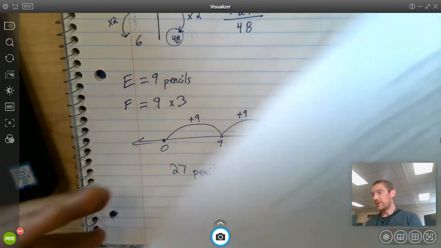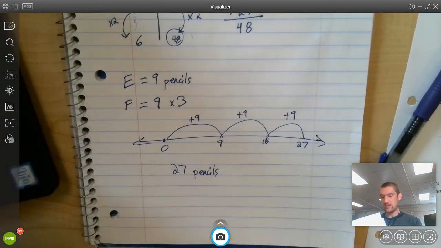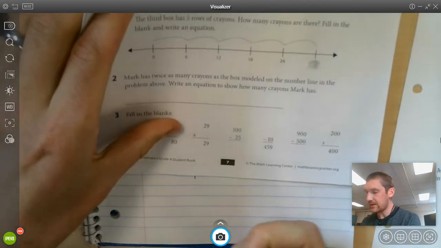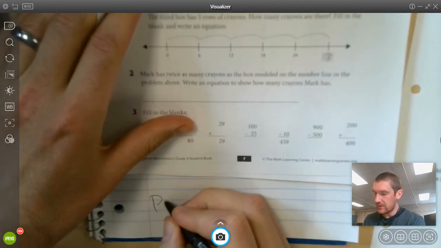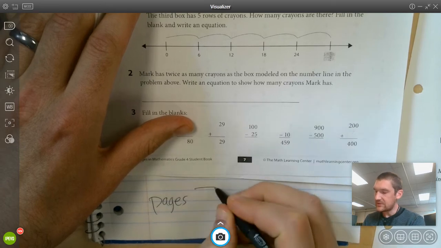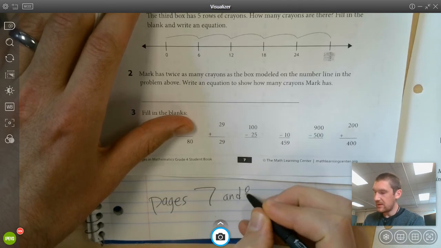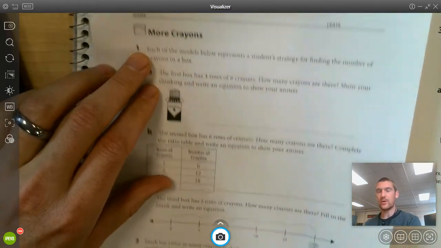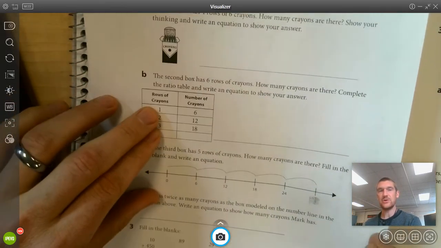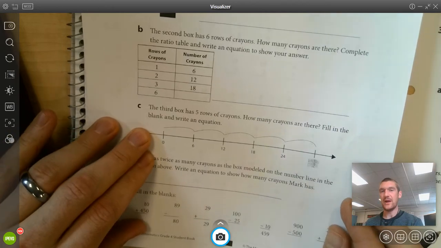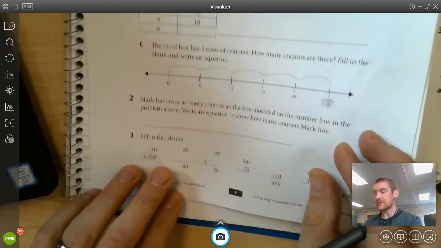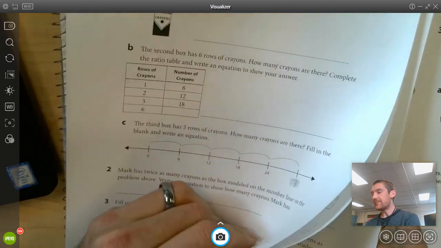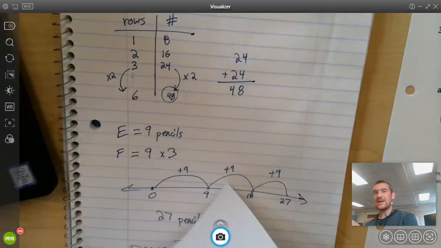So now, in your math packet that you've been working on this week, you are going to do pages 7 and 8. Page 7 is called More Crayons. There's some pictures, a table, and a number line with skip counting. There's also a little bit of addition subtraction practice at the bottom. Then next you're going to do page 8, the very last page.